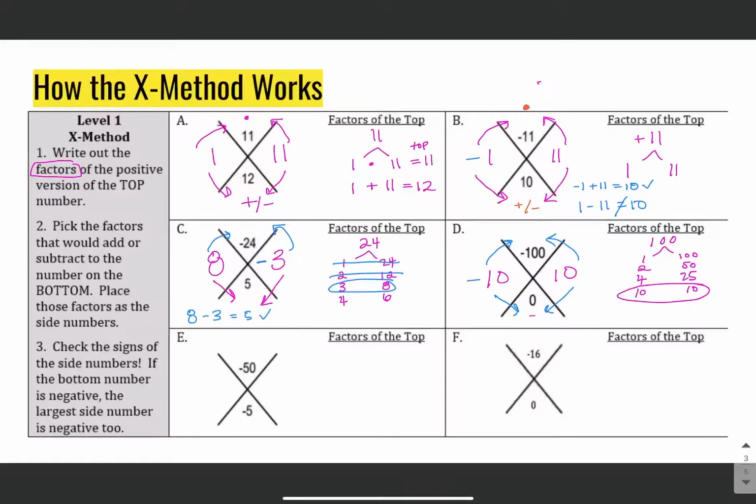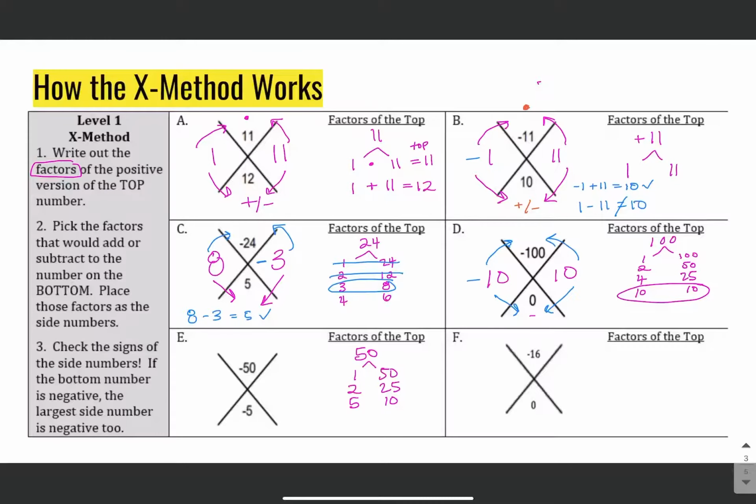All right, so we need factors of 50. So 1 and 50, 2 and 25, 3 won't work, 4 won't work, but 5 will. 5 and 10, 6, 7, 8, 9, no, I think then we're getting back to 10, so I think that's it.